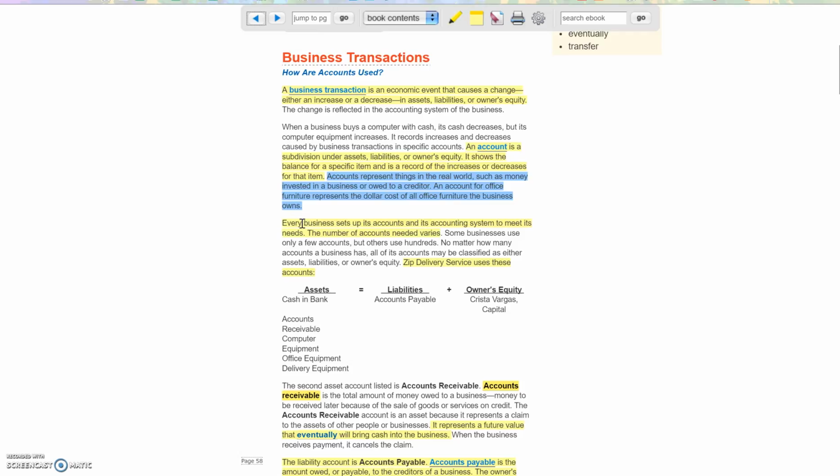Every business is going to do this differently. Our little Zip Delivery is going to have 6 accounts, and you can imagine Target probably has 1,200 accounts or more. So we're going to set this up however it works best for that business.